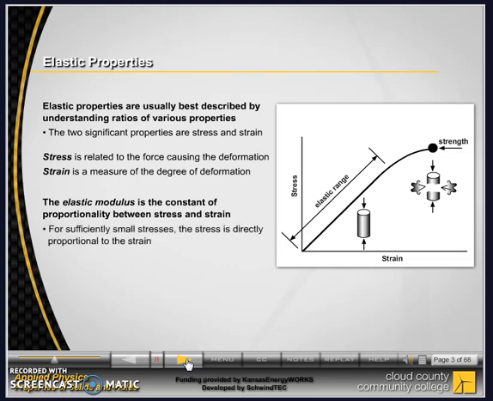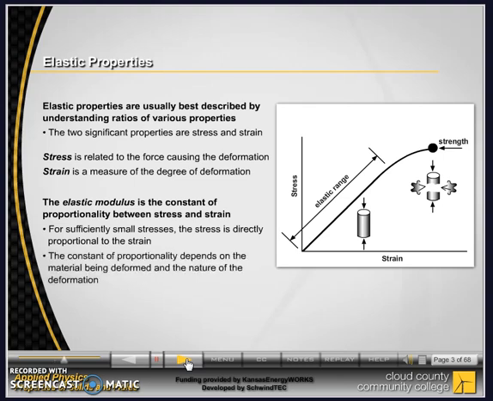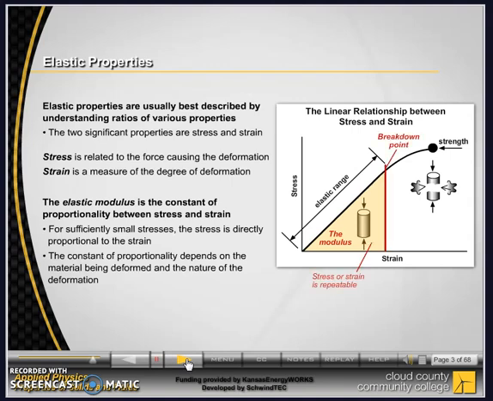For sufficiently small stresses, the stress is directly proportional to the strain. The constant of proportionality depends on the material being deformed and the nature of the deformation. Note, the graphic shows the linear relationship between stress and strain. The slope of the line before it begins to break down is known as the modulus. Any activity, stress or strain, before reaching the breakdown point is generally repeatable. Once you reach the breakdown point, you have gone beyond the elastic limit of the material.